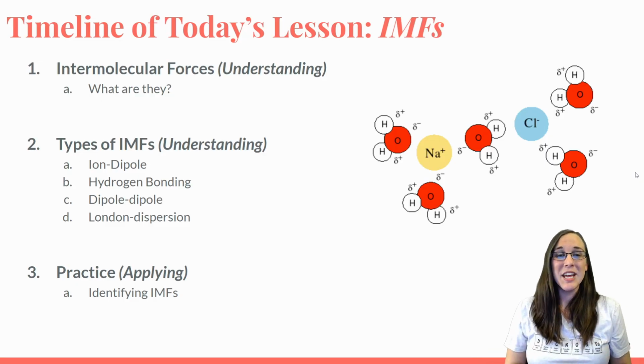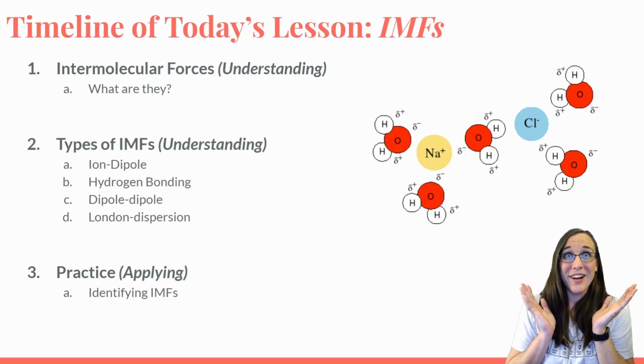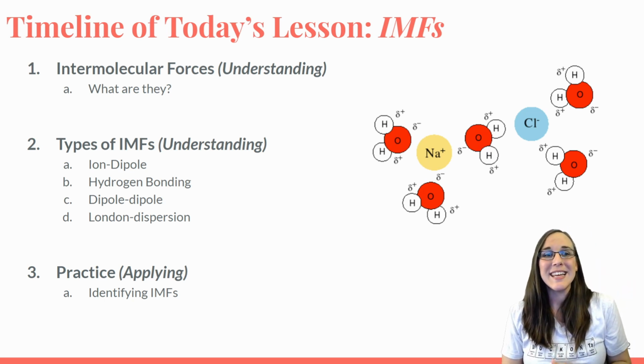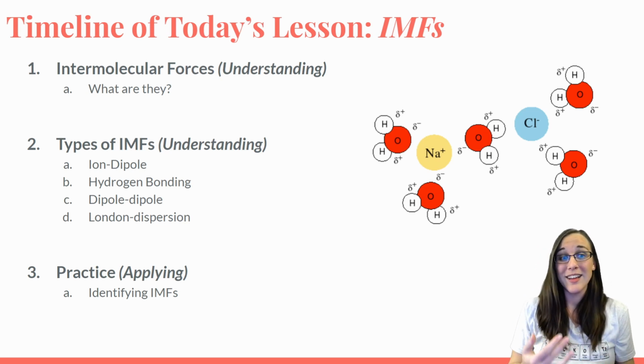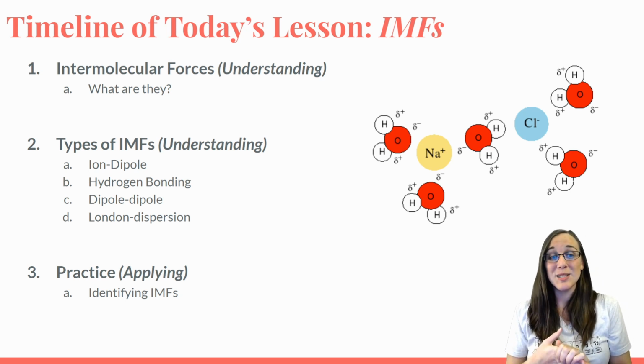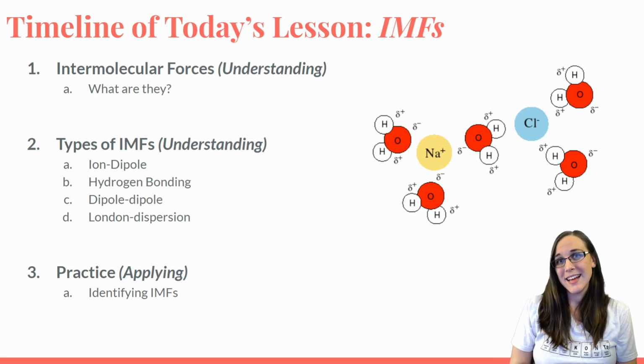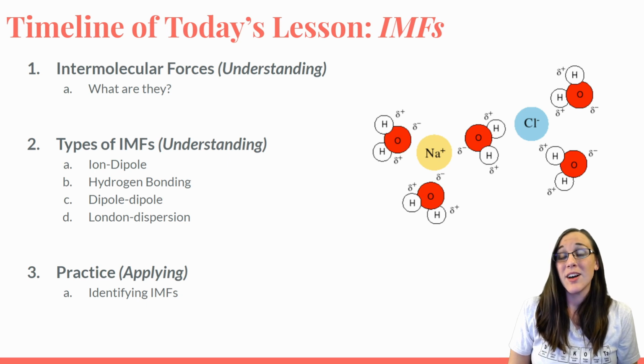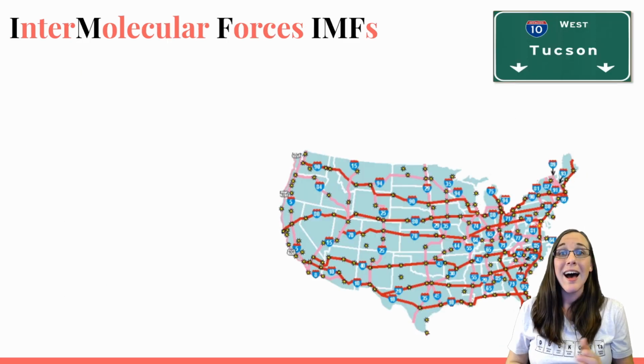For today's lesson, first we'll be talking about intermolecular forces. What the heck are they? And then we'll be discussing the types there are: ion-dipole, hydrogen bonding, dipole-dipole, or dip-dip, as I like to say, and London dispersion. Then we will practice identifying a few of these IMFs on some chemical structures.